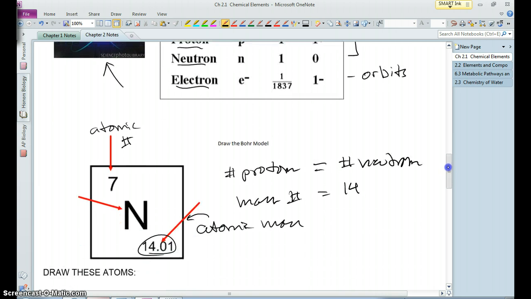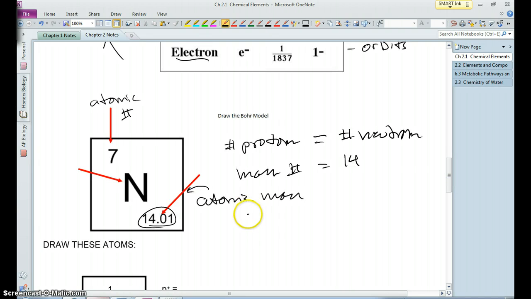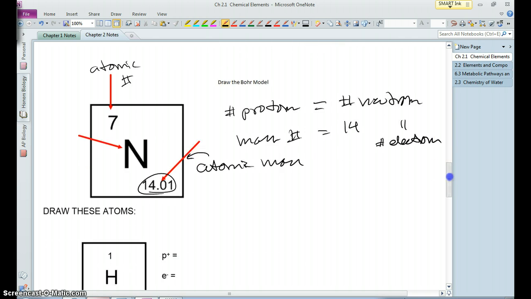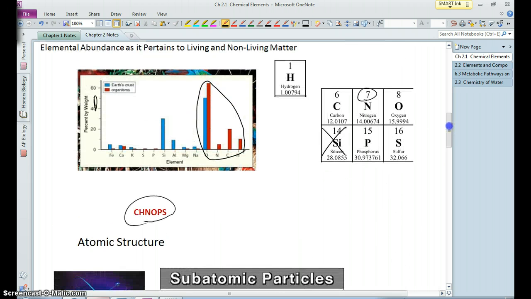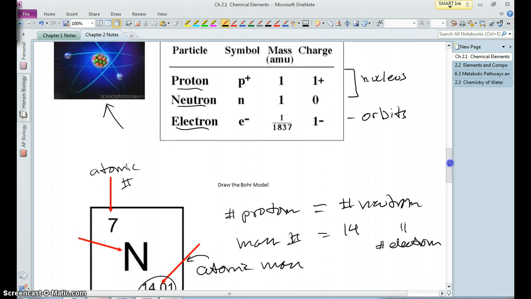Now, what about the number of electrons? Well, typically in an atom, the number of protons is equal to the number of neutrons, which is equal to the number of electrons. So in nitrogen, there would typically be 7 electrons. And in carbon, again, there would be 6 protons, 6 neutrons, 6 electrons, oxygen 8, 8, and 8. But again, notice that the atomic mass is always not quite exactly the number of protons plus neutrons.